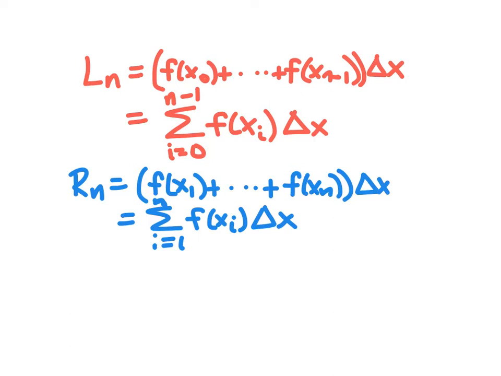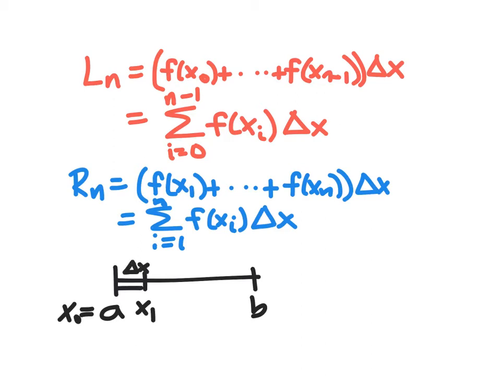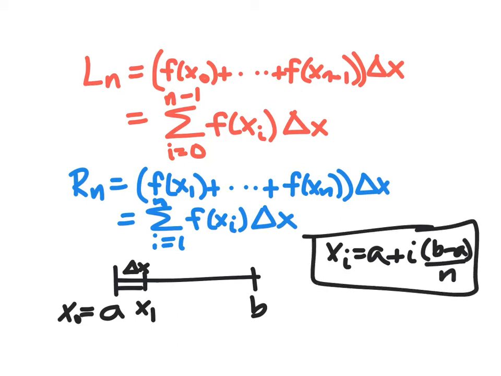The last thing that we should talk about here is how do you figure out the xi to plug in? Well, how do you find xi? Again, you have a, you have b, this is x0. How do you get to the next one? You add the width, delta x, and that's how you do it every single time. So xi starts at a, and then you're going i steps down the line, so you have i steps of adding delta x, or b minus a over n. And so this formula will tell you what you're plugging into f at each step.